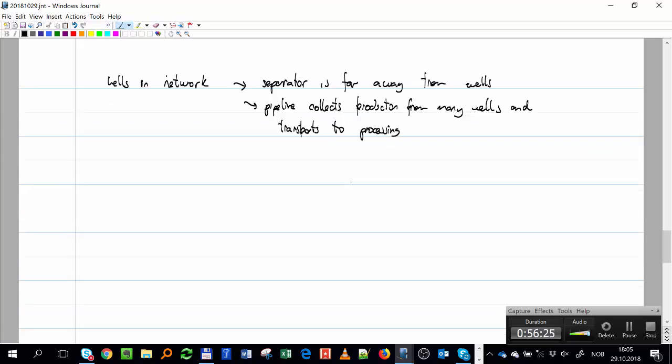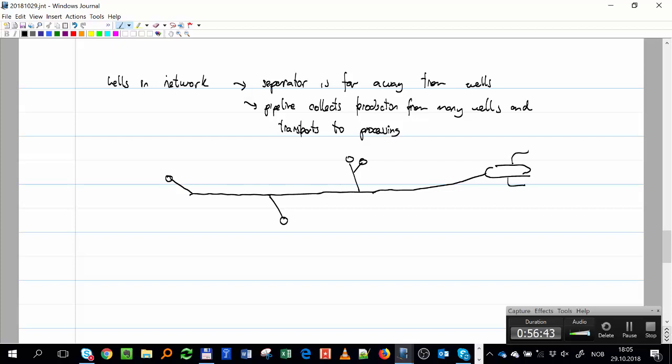Okay, and if I'm going to make a very simplified drawing, I have one well here, then I have a flow line, connect to a pipeline, then I have another well here, and the pipeline continues, I have another well, maybe I have two in the same place, until I reach my production separator. Okay, and that's what we call a network or a gathering system.